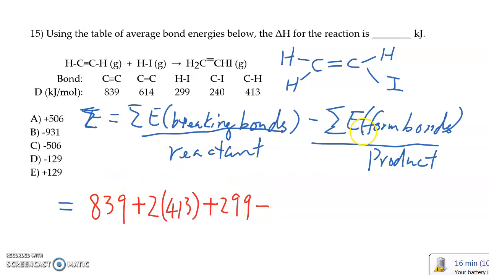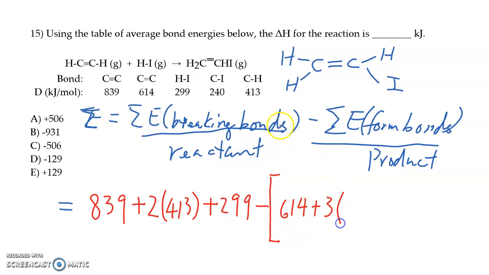Minus, I'm working on this part now. Over here, I am forming a CC double bond, and the CC double bond is 614. I am forming 3 of the CH single bond, so plus 3 times the CH single bond, 413. I also form a CI single bond, so plus 240. I find it from here.